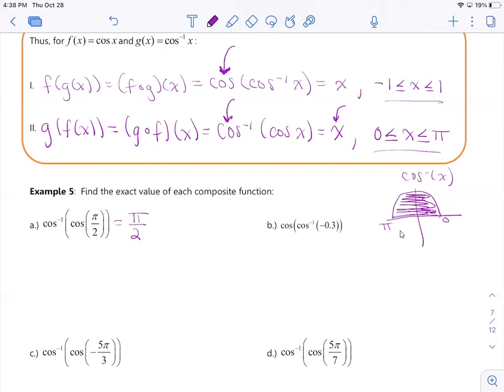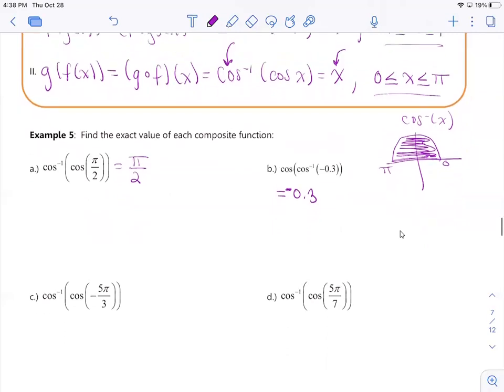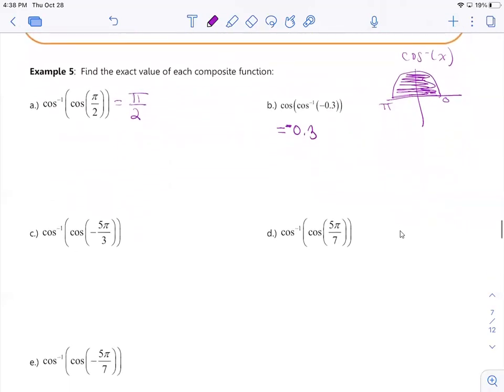Now for B, it's a different order. It's saying cosine composed with inverse cosine of -0.3. So does -0.3 live within -1 to 1? It sure does. So these are really friendly to us, and it just equals -0.3. Now here come the interesting ones.